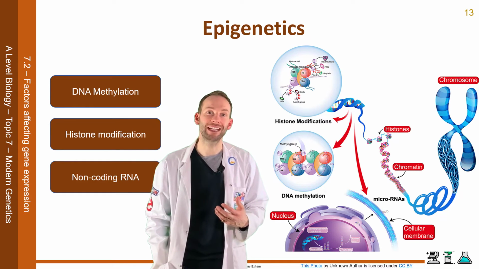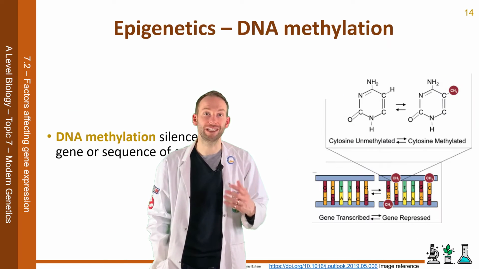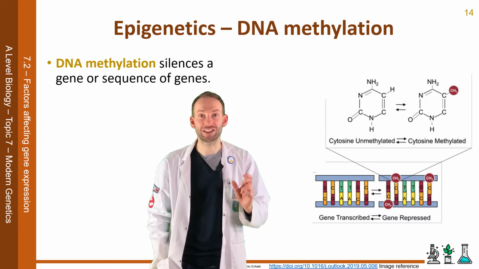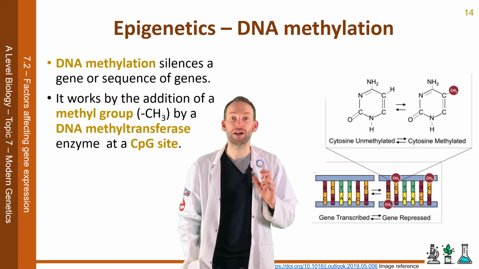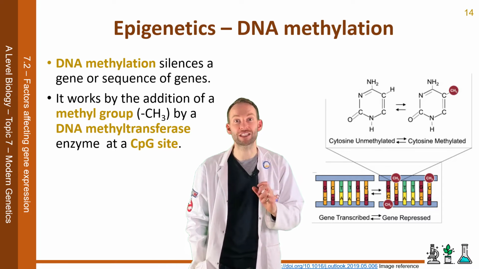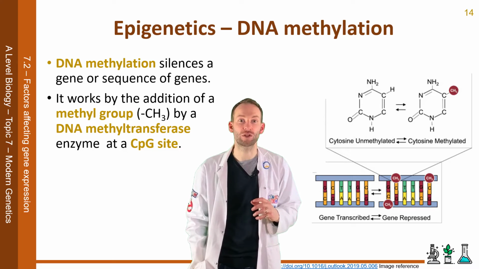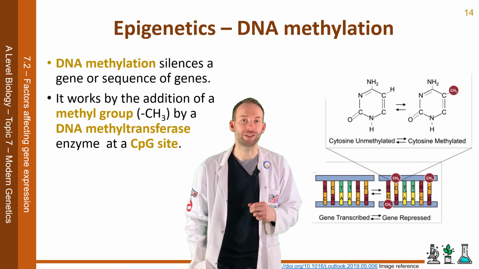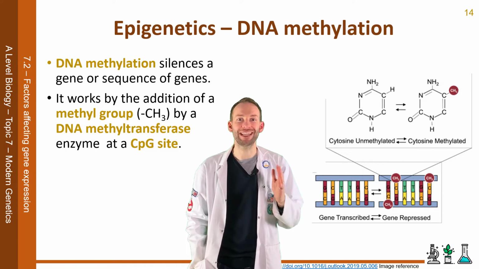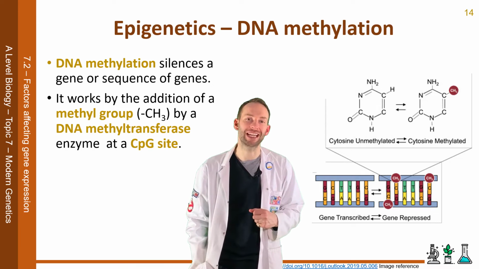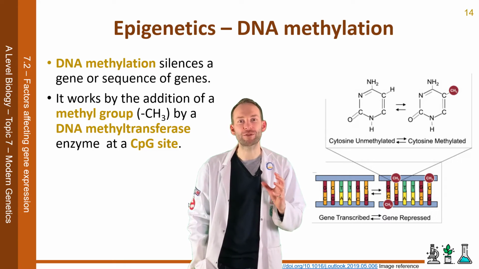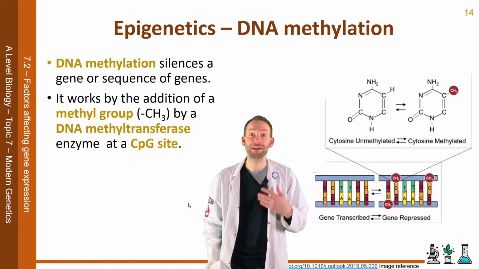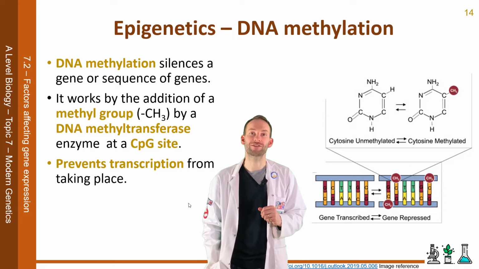So, DNA methylation first of all. Now this silences a gene or a sequence of genes. What happens is that you get an addition of a methyl group, a CH3, by an enzyme called DNA methyltransferase when a cytosine occurs next to a guanine with the phosphate bond between them. So you add this CH3 group on at this point, and it's called a CpG site where this methyl group is added. And what that does is it changes the arrangement of the DNA molecule and it prevents transcription from taking place. Okay, so by methylating DNA, you can stop transcription from taking place.